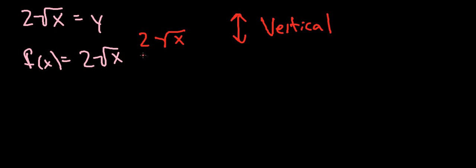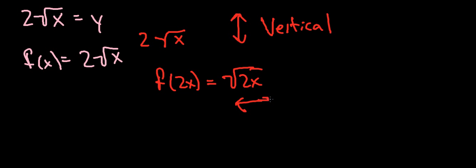And if you look at that from a vertical perspective on a graph, that's stretching. If it had been f of 2x is equal to, and then we put this into our function, the square root of 2x, then this is going to be horizontal. And this would be a horizontal compression. But anyways, we know it's vertical, so let's graph this.